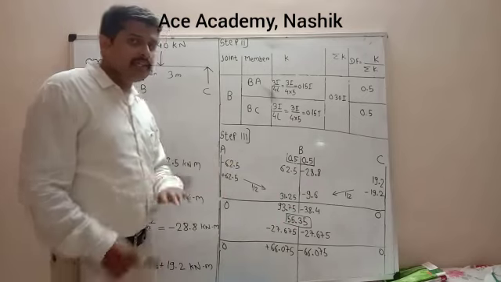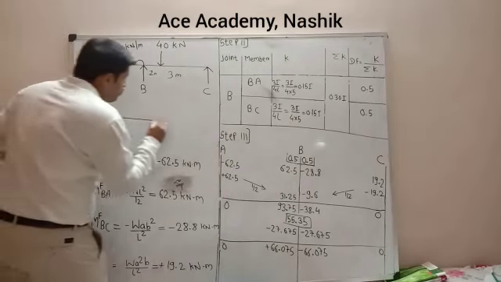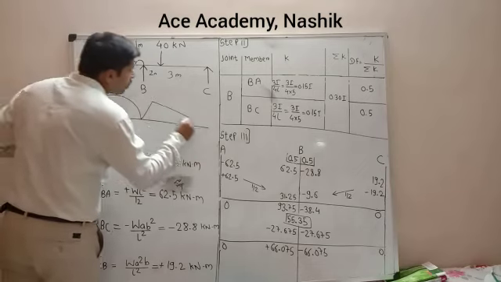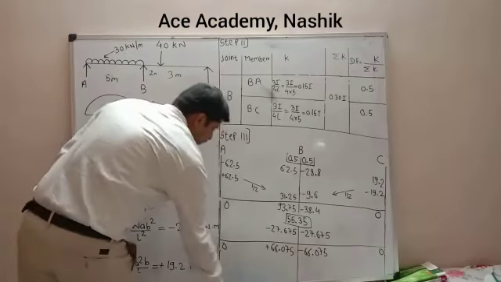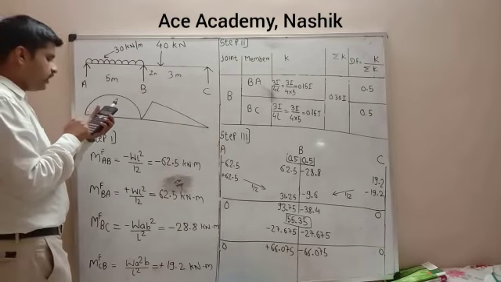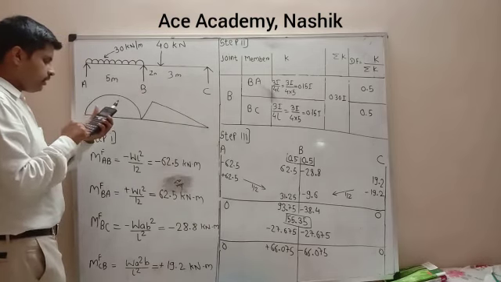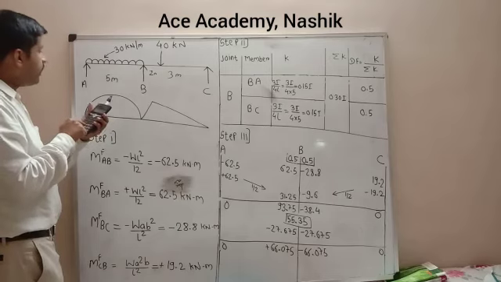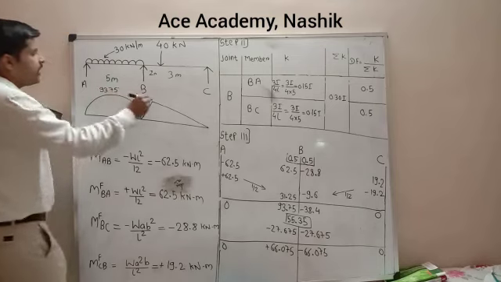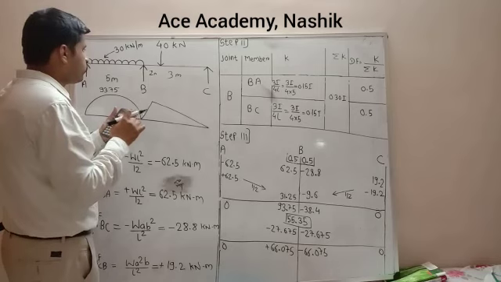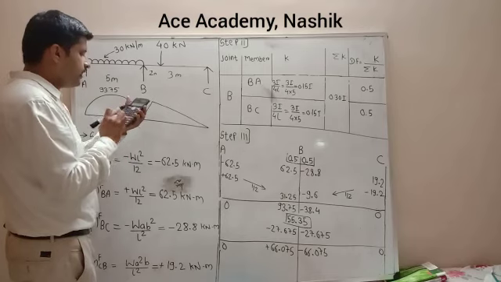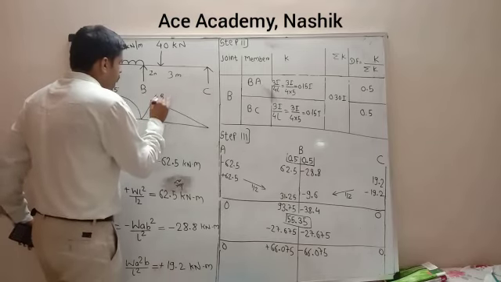Hence, our next step is to draw the BMD. For your UDL, this will be a parabola, and for the eccentric point load, it will be a triangle. For the parabola, the formula will be WL square by 8, that is 30 into 5 square divided by 8. So we will get 93.75. And for the eccentric point load, the formula will be W a b by L. W is 40, a is 2, b is 3, divided by 5. We will get 48.